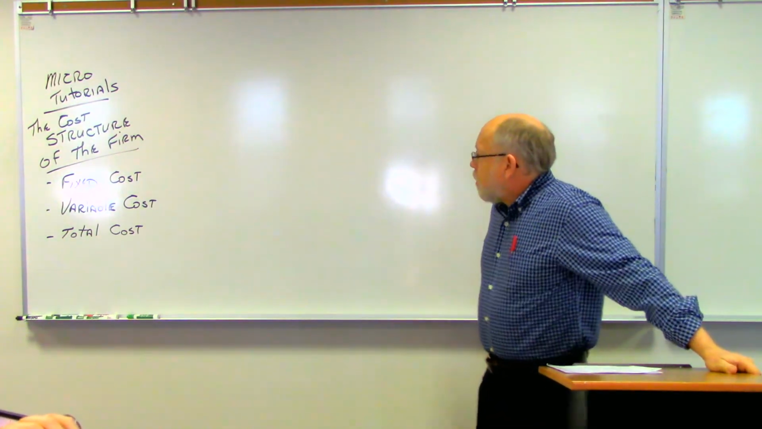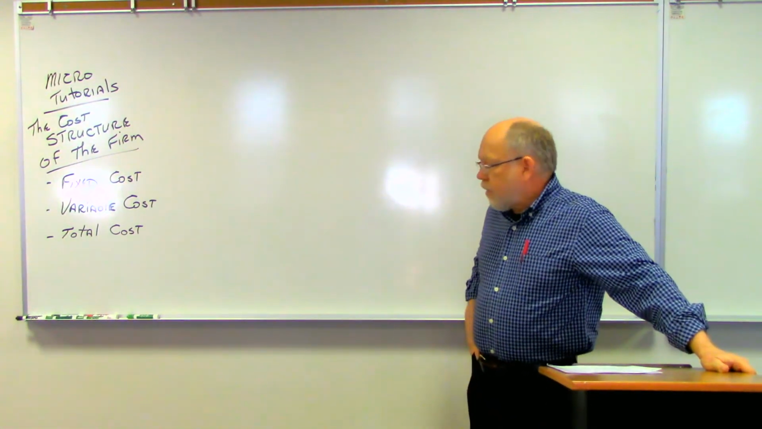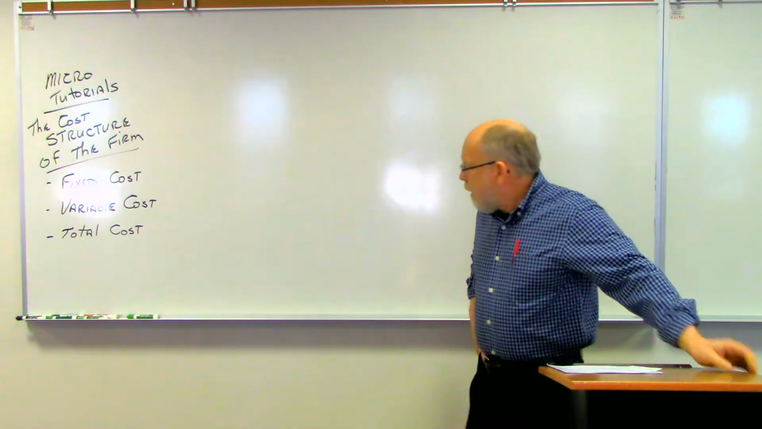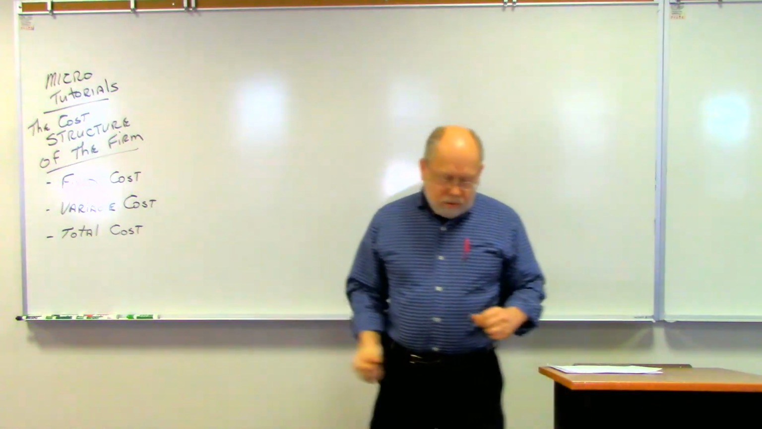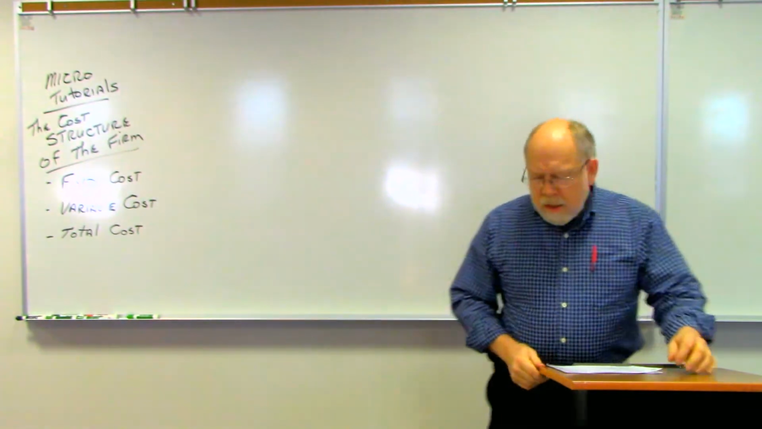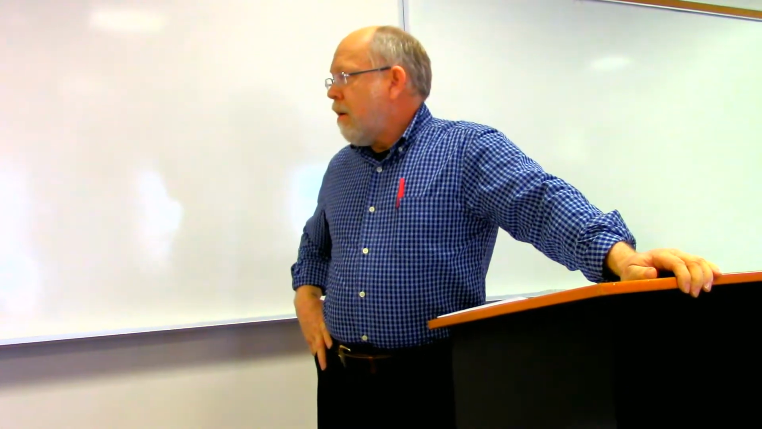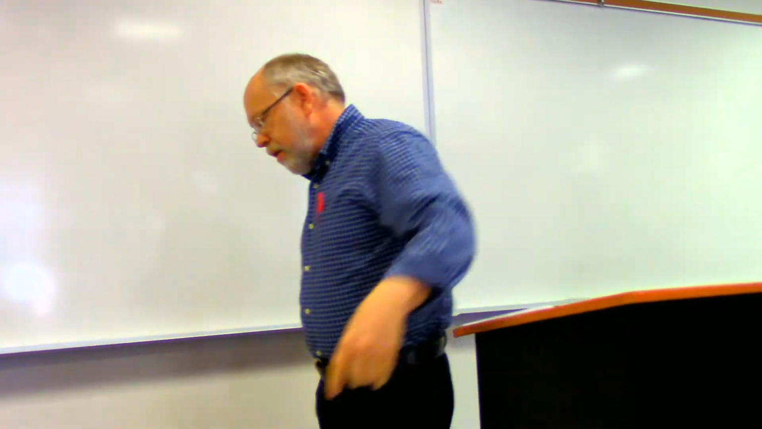So in the cost structure of the firm, we're going to talk about two different kinds of costs today, then we'll add them together and get total costs. So the first thing we should mention is, what do we mean in this class when we're talking about fixed cost? Let me give you an illustration just to set the tone.